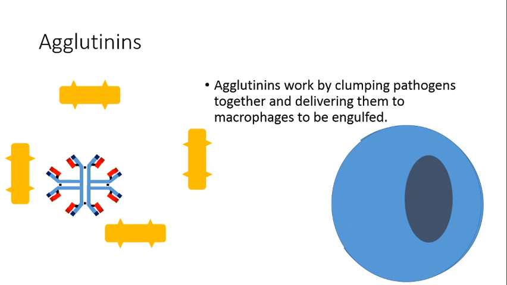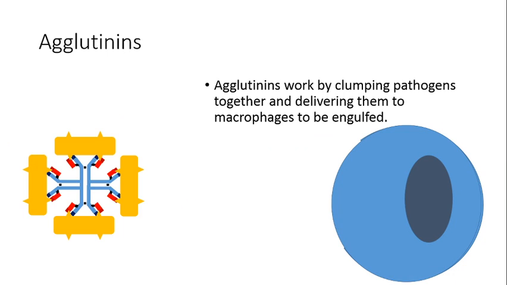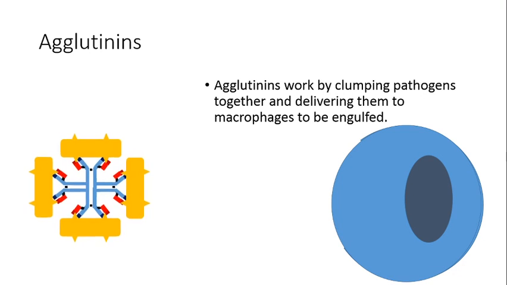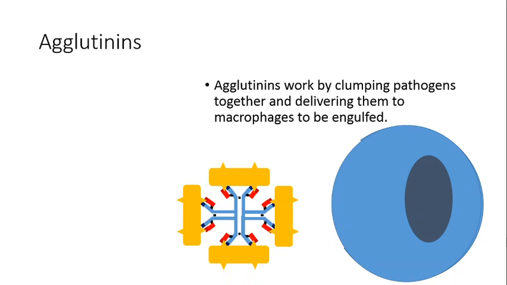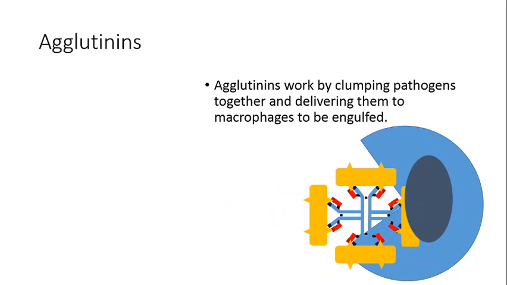So with the agglutinins then, they work by clumping together the pathogens and then delivering the pathogens like a giant Scooby snack to the macrophages, and they can all be engulfed together. So those will travel around and they'll bind to pathogens there, and then they'll deliver those pathogens to the macrophage, and the macrophage can engulf all of those pathogens at the same time. So it just speeds up that process there.